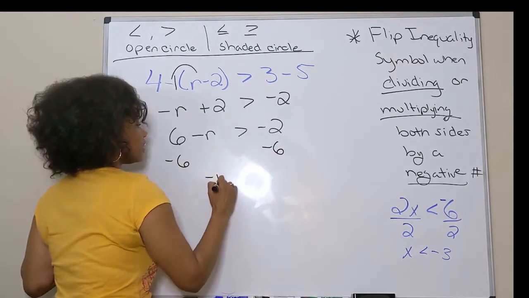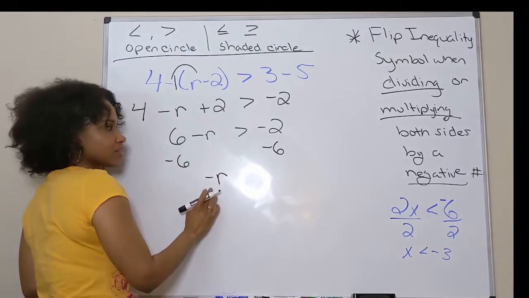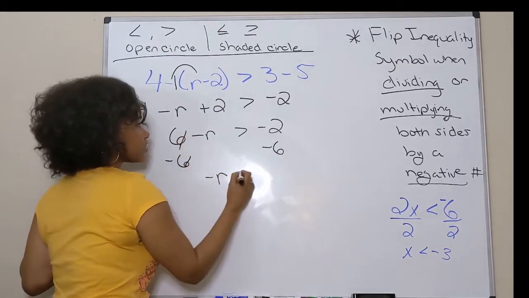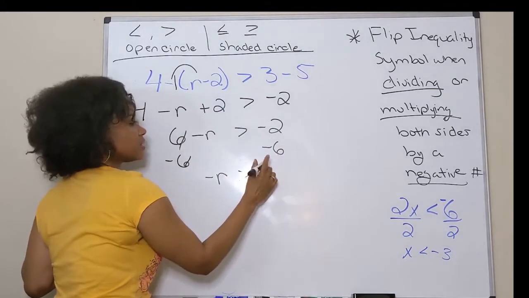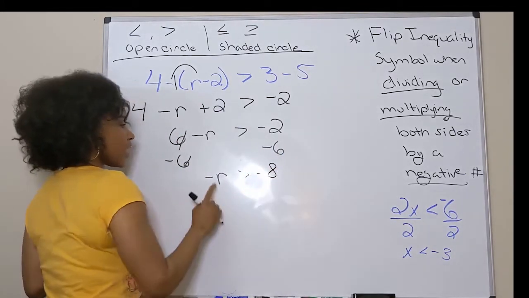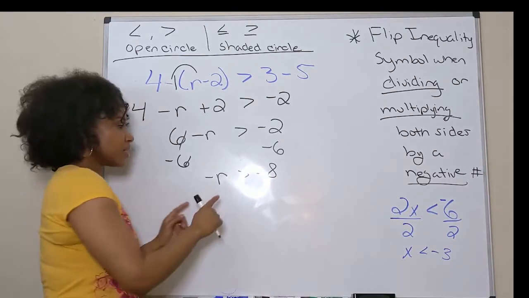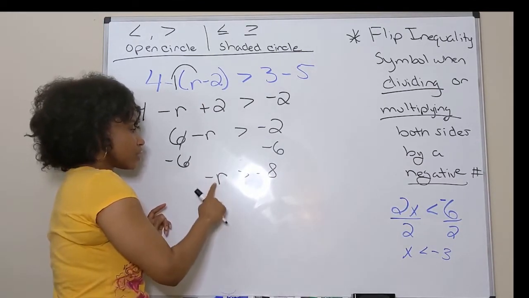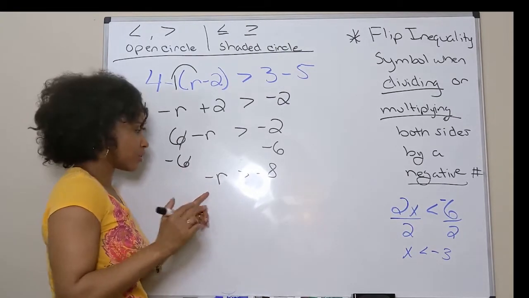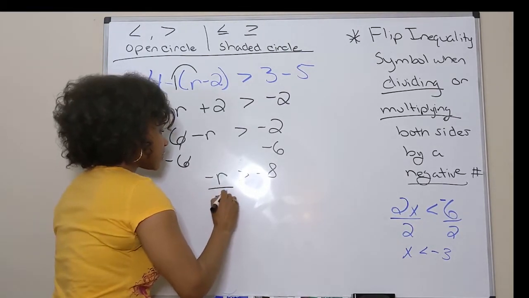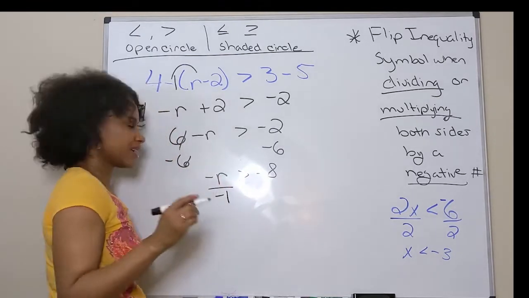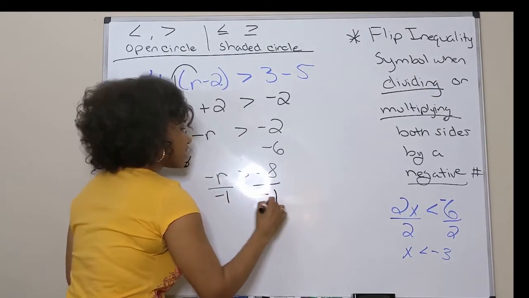I'm left with negative r, because I have that minus in front, is greater than negative 2 minus 6, that is negative 8. I still don't have my r by itself. I haven't isolated the r. Again, this is an understood 1 or negative 1 in front of the r, so my last step is to divide both sides by a negative 1.